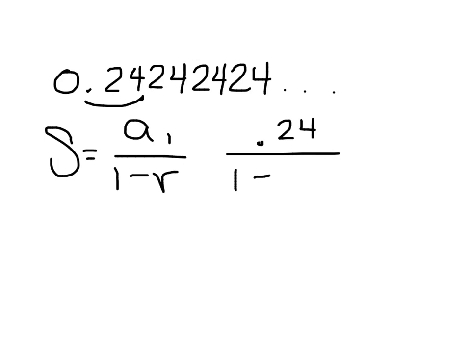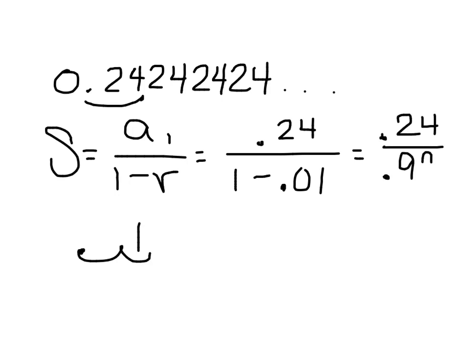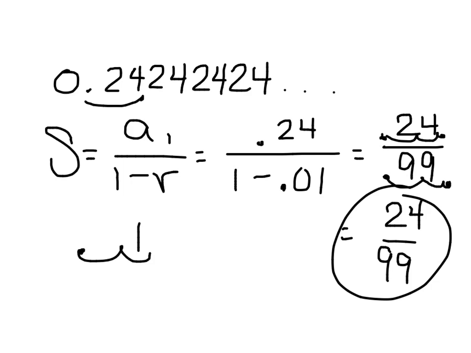And so on. What's 1/100 as a decimal? 0.01. Move it over 2 places. Now, as far as the rest of the problem goes, 1 minus 0.01 is 0.99. Can you have decimals inside of fractions? No. So how many times you got to move it over? 2. Good. So my final answer should be 24 over 99.